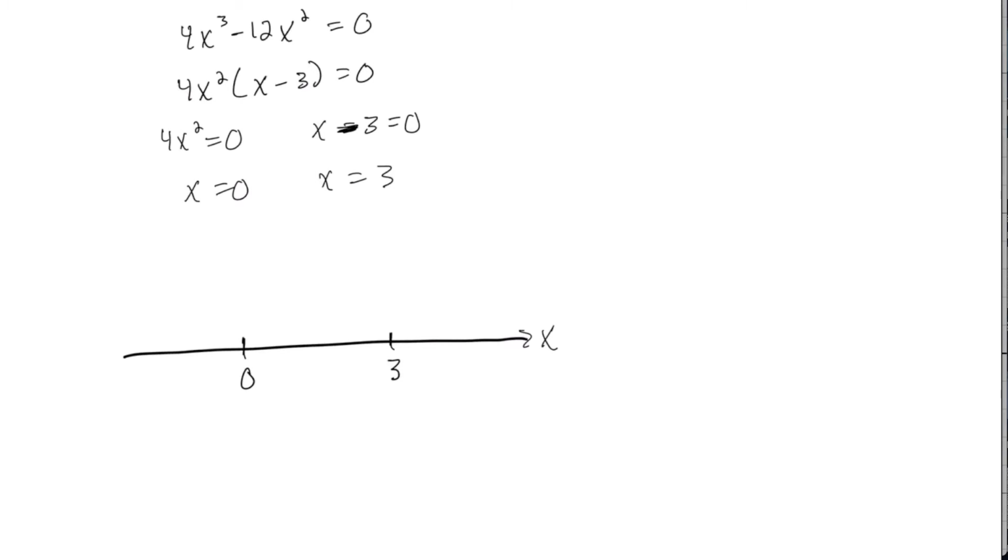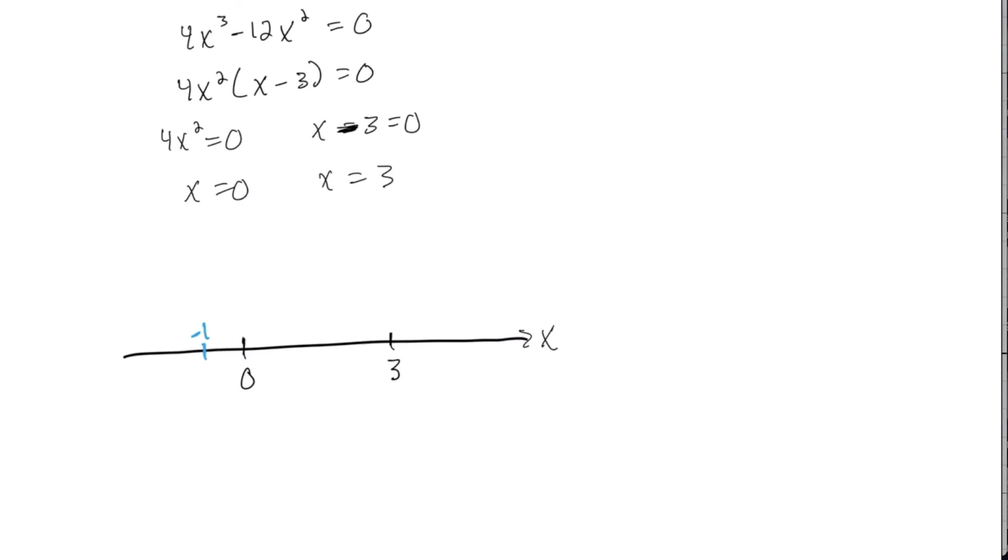Now, what I want to do is test around these critical points. In other words, if I look to the left of 0, let's suppose I pick x equals negative 1, I want to know, is my derivative positive at that point or negative? If the derivative is negative when I plug in x equals negative 1, then I know my function's decreasing, right? If I plug negative 1 into my derivative and it has a positive value, then I know my function's increasing. So I want to plug this into my derivative.